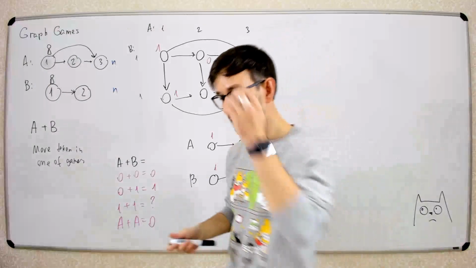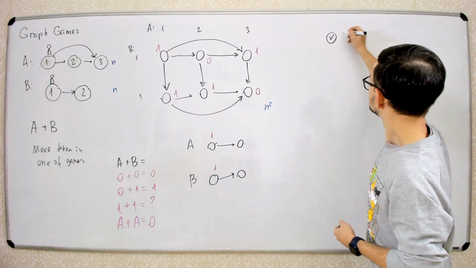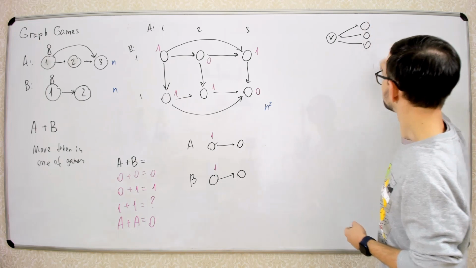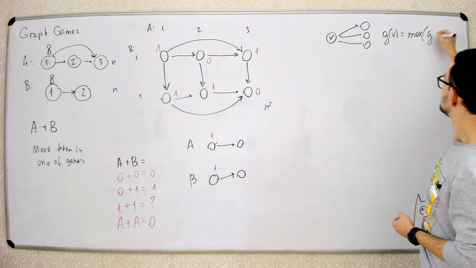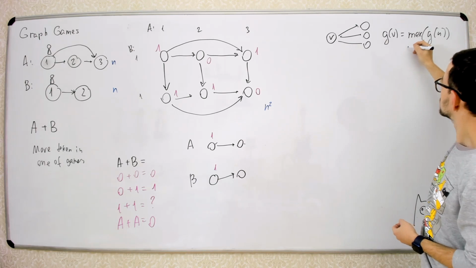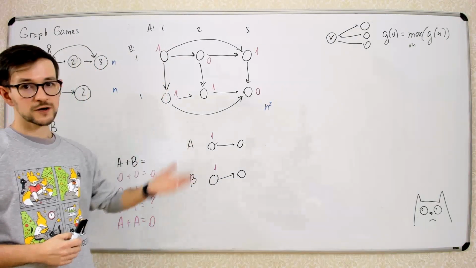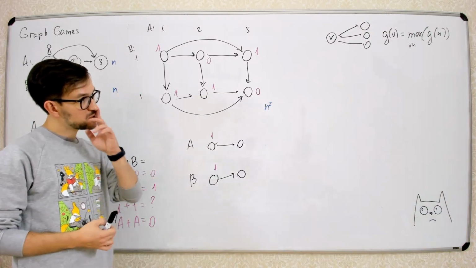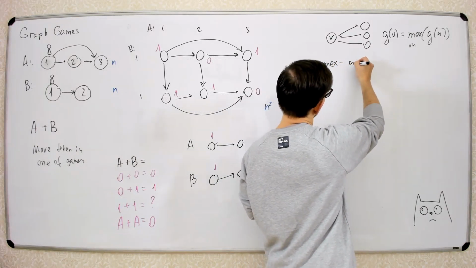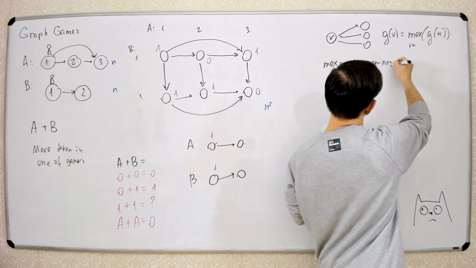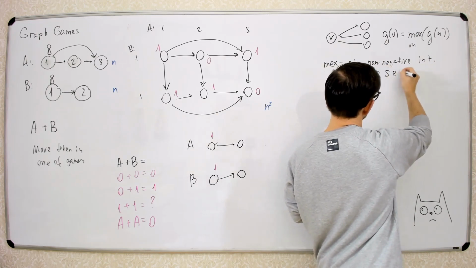Okay, let's move to the Grundy function. The Grundy function works like this. Let's have a node V. The Grundy function, say G of V, will be the mex of all Grundy functions G of U for all edges V to U. Ta-da! That's the Grundy function. Very easy. What is mex? Mex is the minimal non-negative integer not in the set. Yeah, good enough.